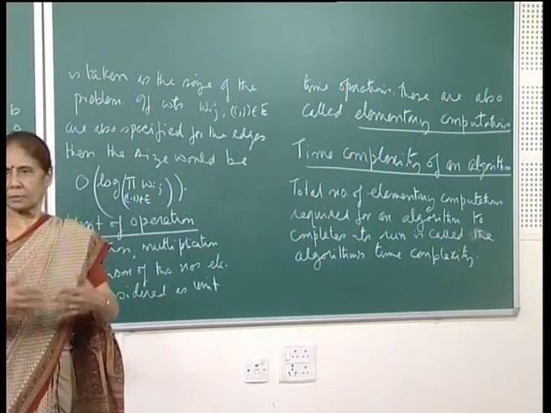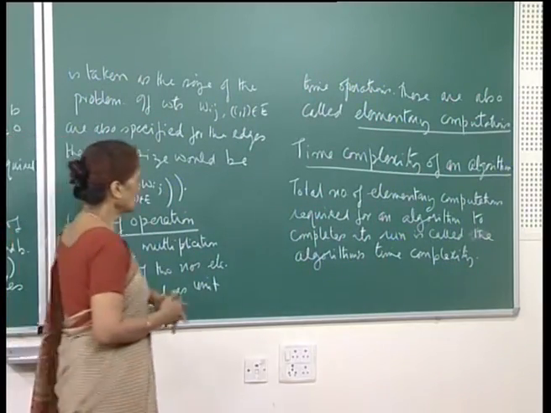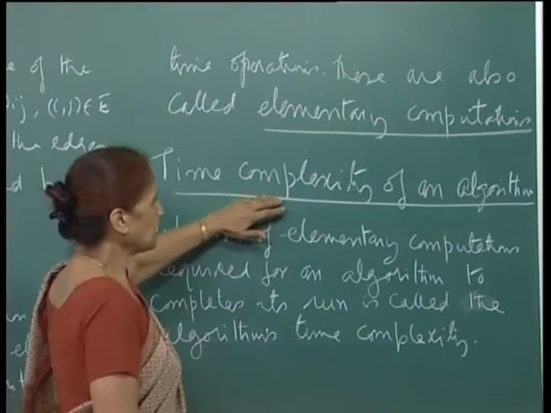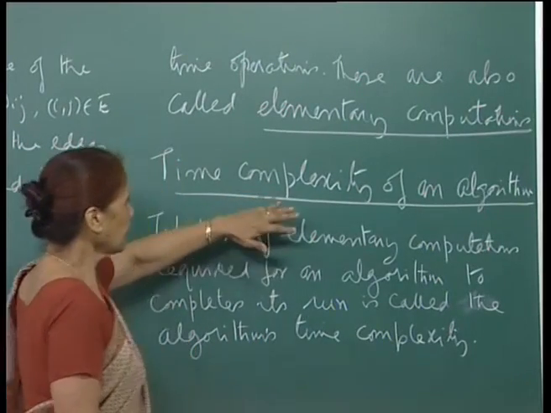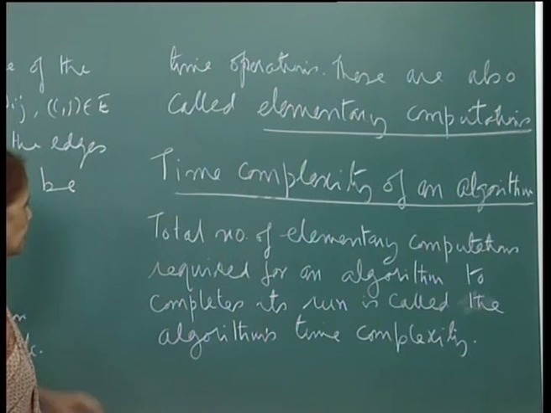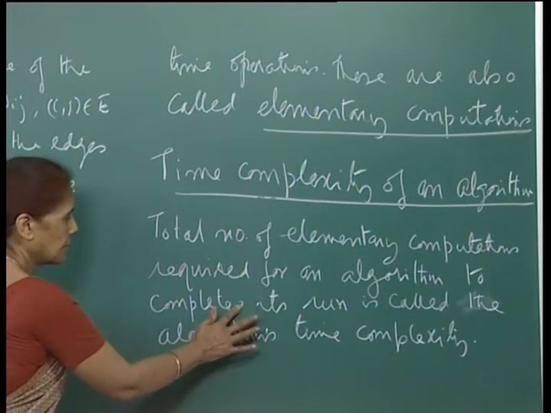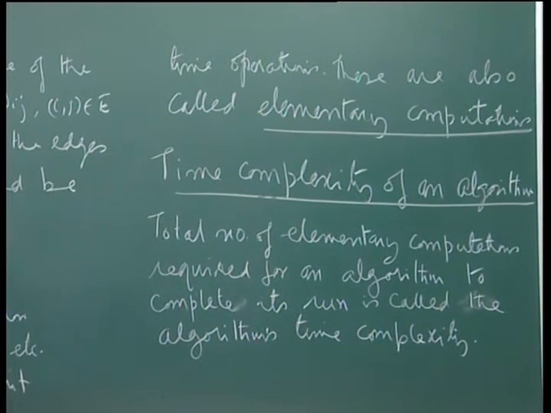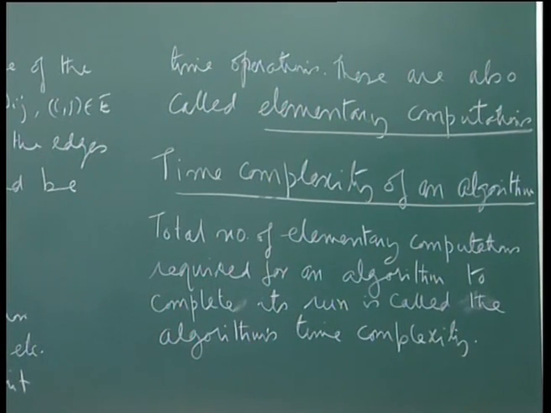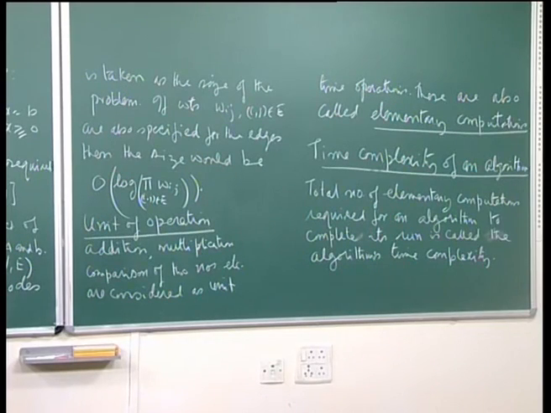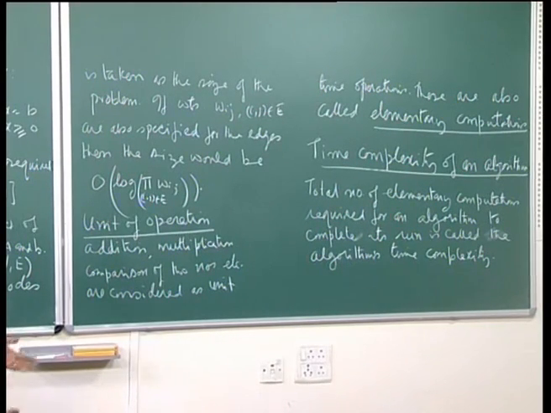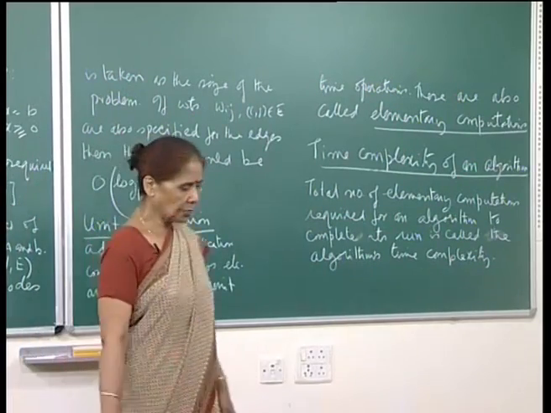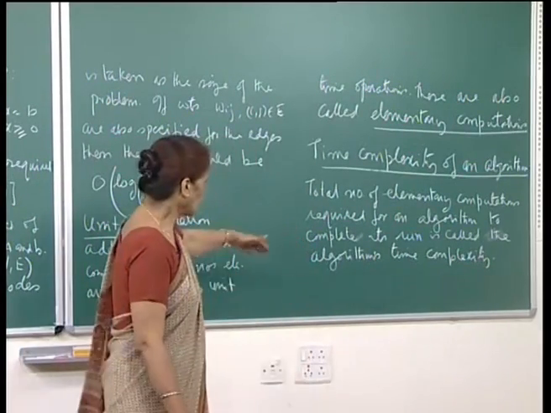So, the idea is that you measure the total number of elementary computations that are required for an algorithm to complete its run, and this is what we mean by the time complexity of an algorithm. The next step would be to define what we mean when we say that an algorithm has polynomial time complexity. So, I will come to that.